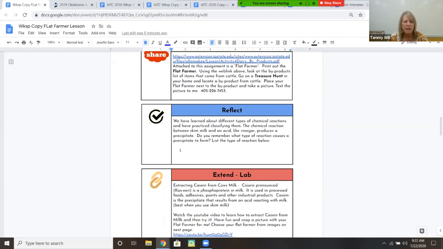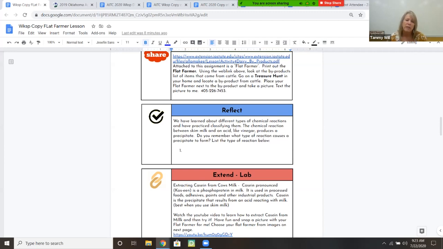So then I had a time of reflection, and this is where we talked about, down here I said, do you remember what type of reaction causes a precipitate? So that was a concept we had already covered in class. So even though they were at home this time, now if they were doing this in class, I could communicate with them if they were stuck on this. And even being at home, they would text me if they got stuck. But we had gone over all the types of chemical reactions in my class, so they were familiar with that.